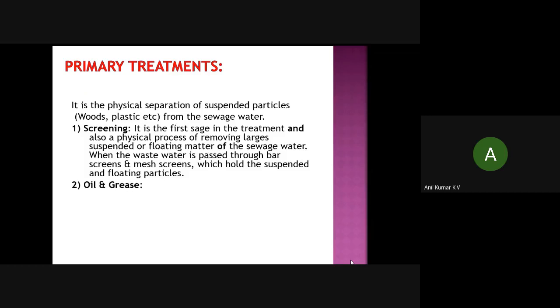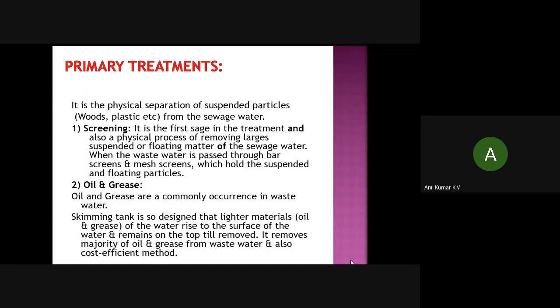The second method is the skimming method. In this method, oil and grease can be removed. The skimming tank is so designed that lighter materials, oil and grease, rise to the surface of the water and remain on the top till removed. It removes the majority of oil and grease from wastewater and is also a cost efficient method.